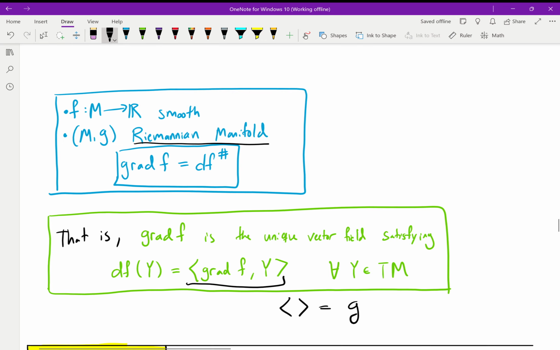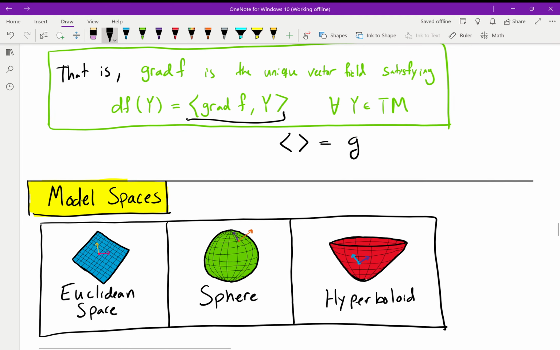Sweet. Onward and outwards. Now we get to talk about the piece de résistance of this talk, model spaces. There are certain Riemannian manifolds that are of particular interest, namely Euclidean space, the sphere, and hyperbolic space. And so we'll talk about those individually, what metrics look like on those, and I'm sure we'll see in the coming weeks why these are so special.